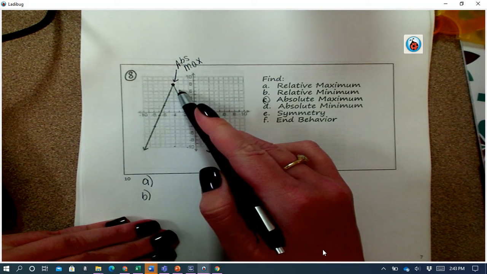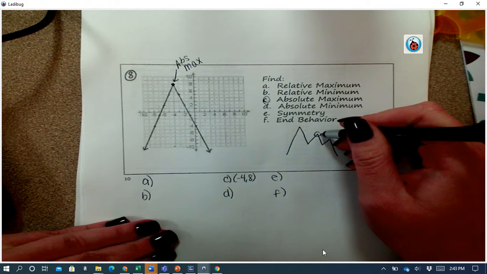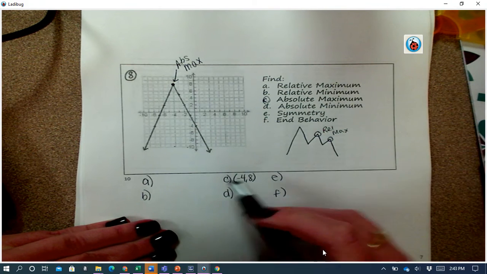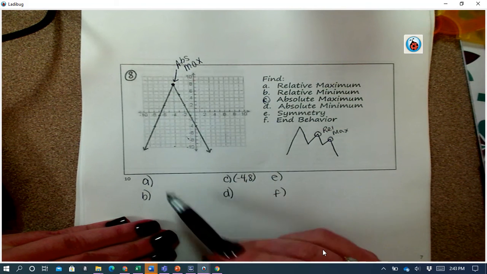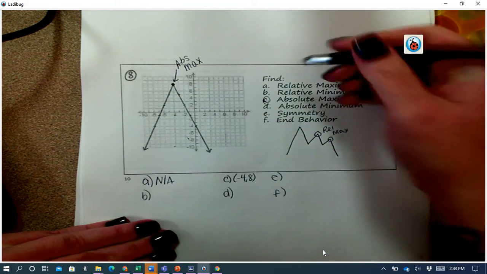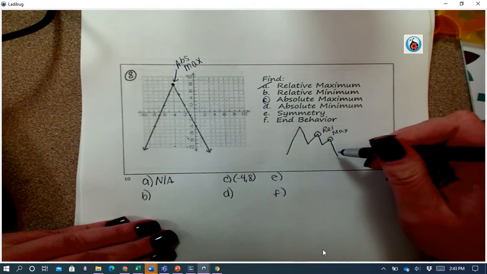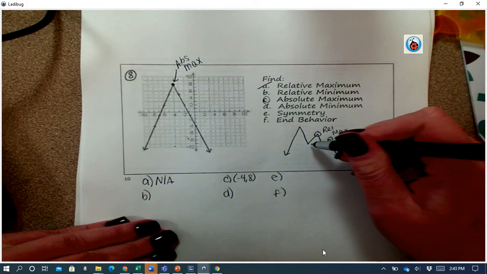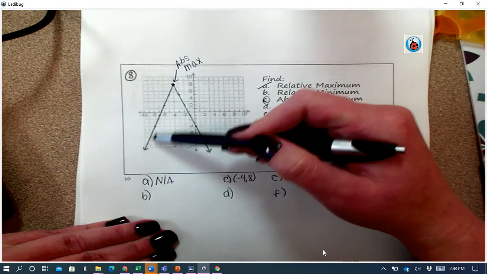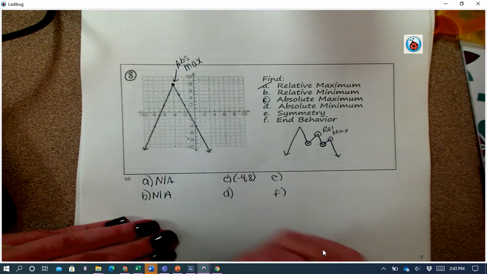Since we don't have another peak, like if it looked something like this, we would have two other relative maximums, but we don't have that here. All we have is that one absolute, so there is no relative maximum. Relative minimum, again, if our graph looked like this instead, these would be your relative minimum points, but all we have is this straight going down on each side, so there is no relative minimum.